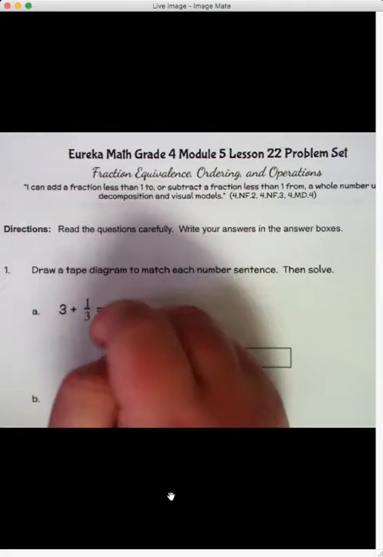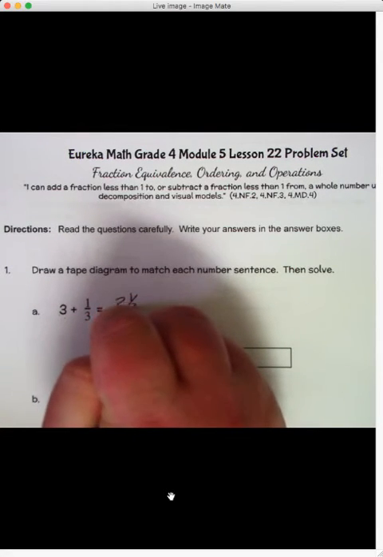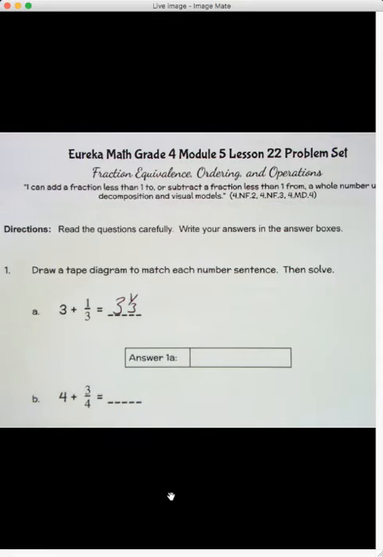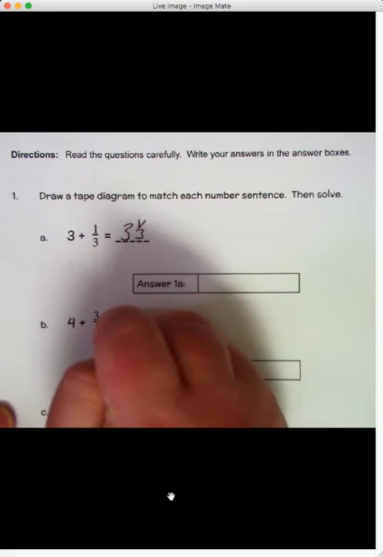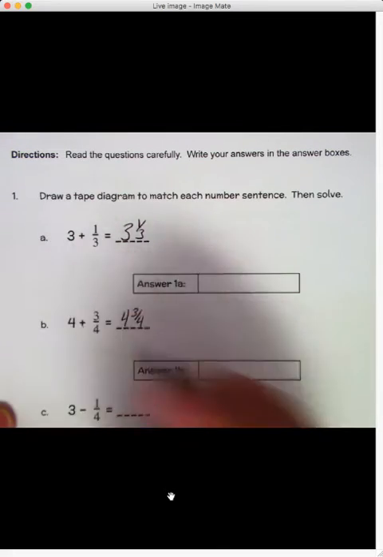3 plus 1/3 is 3 1/3 more. That's nothing. That's what we've been doing already. 3 plus 1/3 is 3 1/3. The second one, 4 plus 3/4, that's 4 3/4, as long as we're adding.